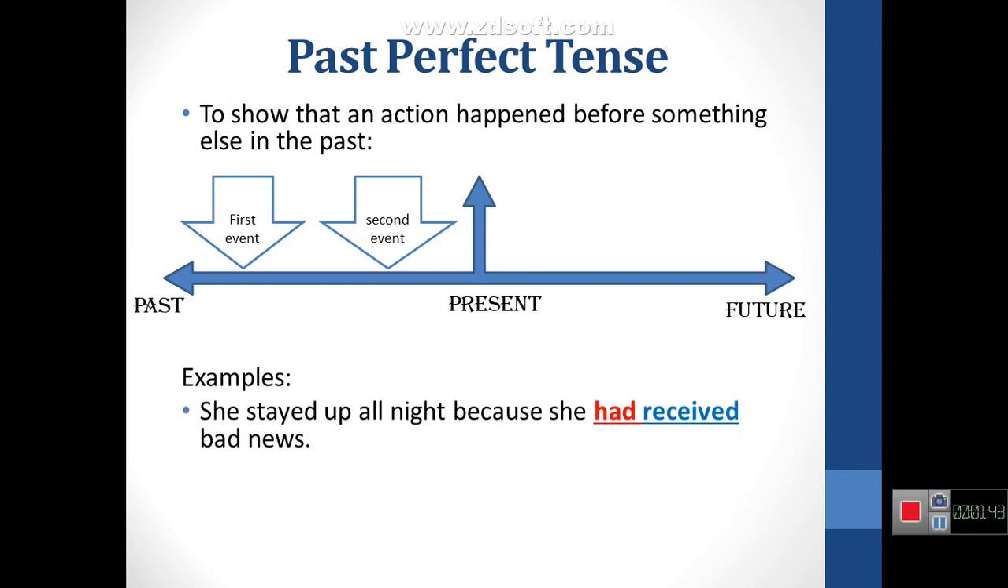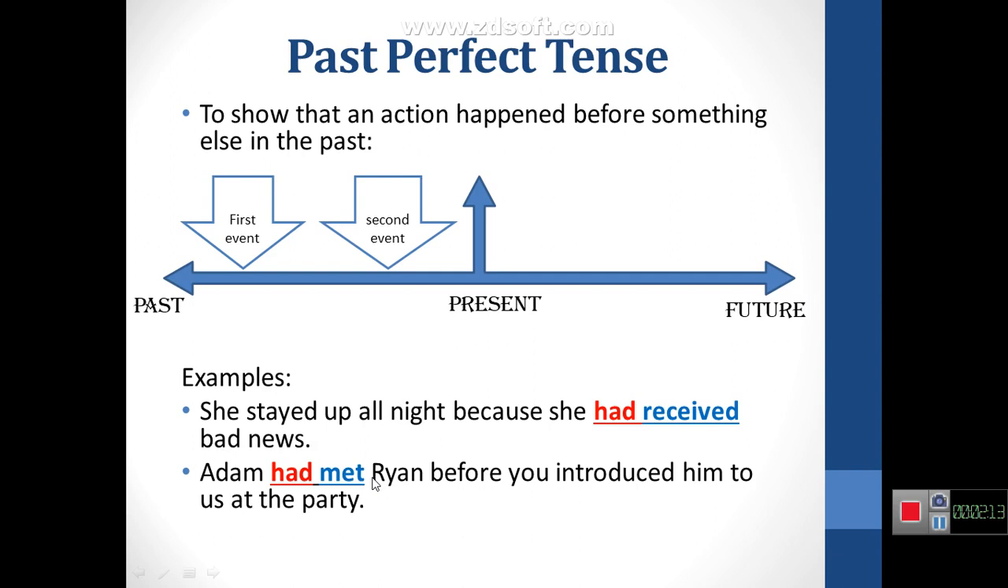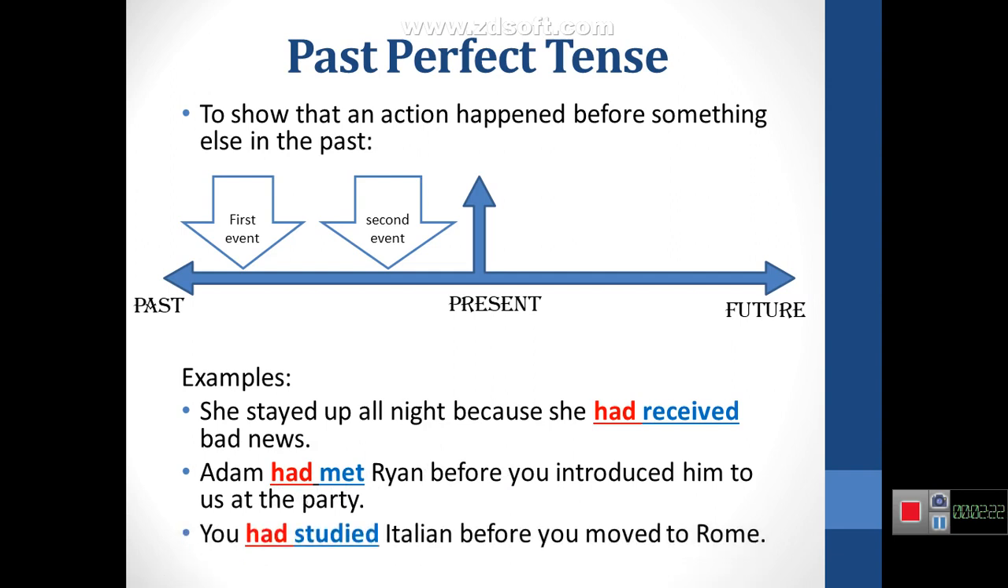Okay, examples. She stayed up all night because she had received bad news. Look at it, sure, we know that she couldn't sleep because of the bad news. It means first she had received bad news, then she couldn't sleep. Which one happened first? She had received bad news. I'm gonna use past perfect: had received. Adam had met Ryan before you introduced. Before. Past perfect. You had studied Italian before you moved to Roma.